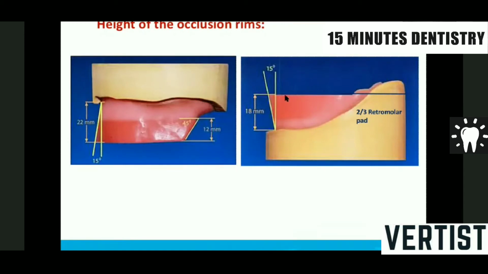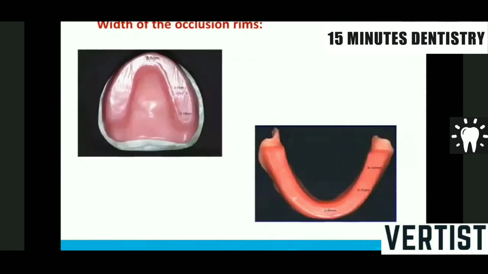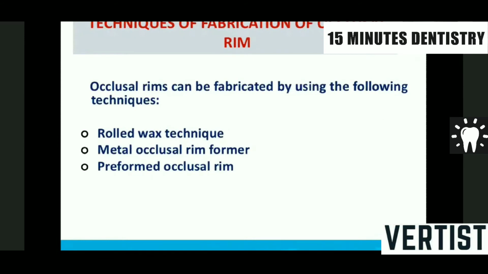In the lower arch, in the anterior, the height of the occlusal rim should be 18 millimeters from the depth of the sulcus, and in the posterior it should be two-thirds of the retromolar pad. As far as width is concerned, the anterior width is 4 to 6 millimeters and the posterior width is 6 to 8 millimeters. Anterior width is always less because the labiolingual dimensions of the central incisors, lateral incisors and canines are much less than the posterior.